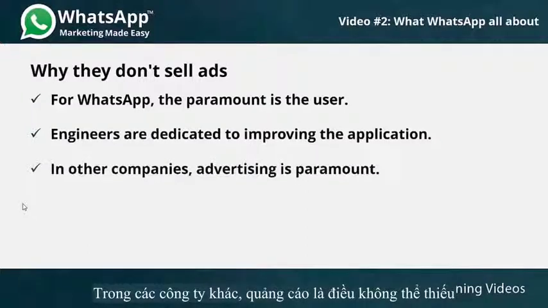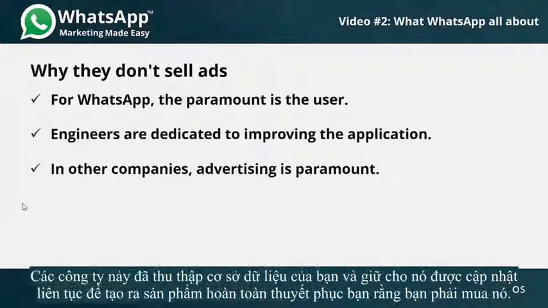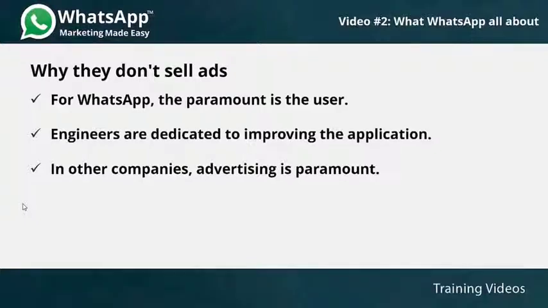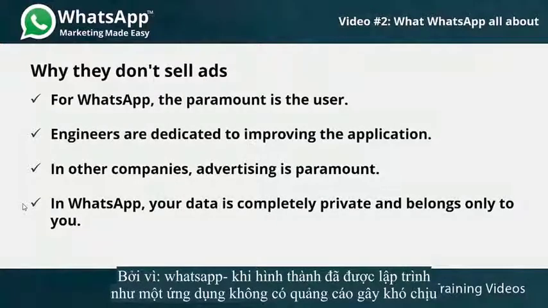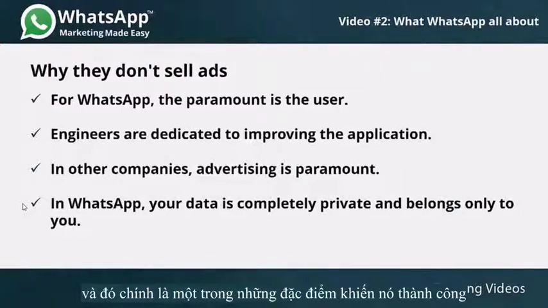In other companies, advertising is paramount. These companies collect your data and keep it updated in order to create a product which may convince you that you must buy it. In WhatsApp, your data is completely private and belongs only to you. Since its inception, WhatsApp has been characterized as an app free of annoying advertising, and that is one of the characteristics that makes it so successful.